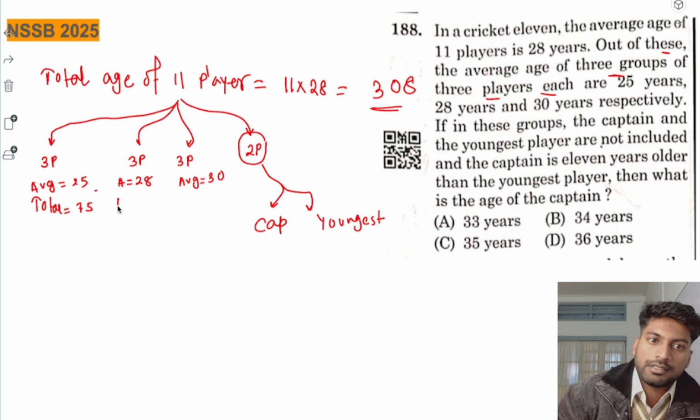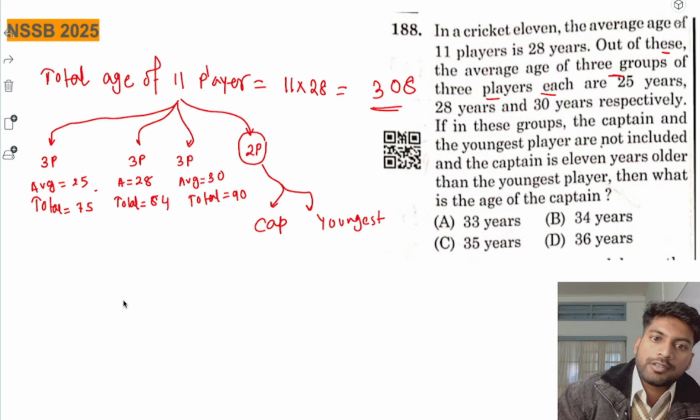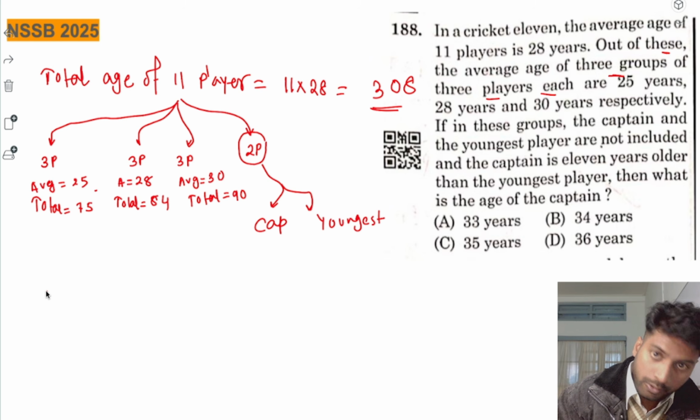Here the total will be 3 into 28, that is 84. Chalo. Here the total will be 90. Okay, so the age of the captain and the youngest player can be found. How? Look, the total was 308. From there you have to subtract 75, 84 and 90.